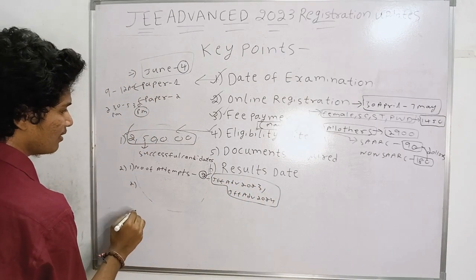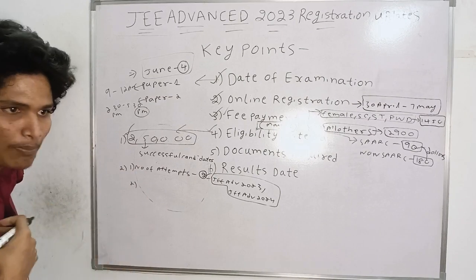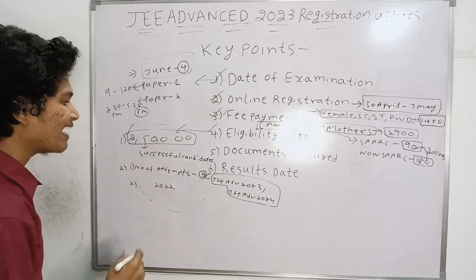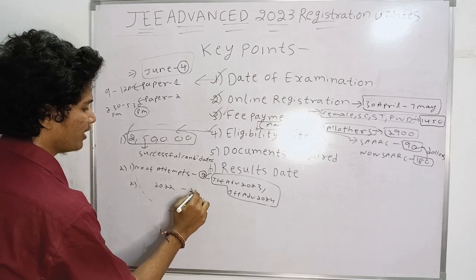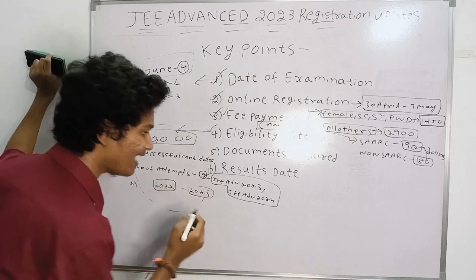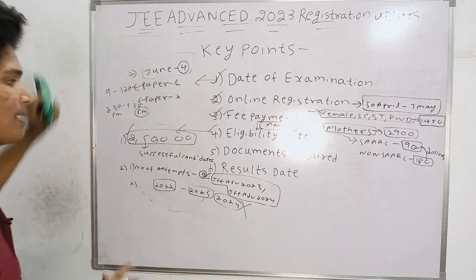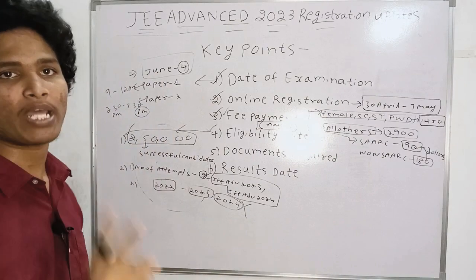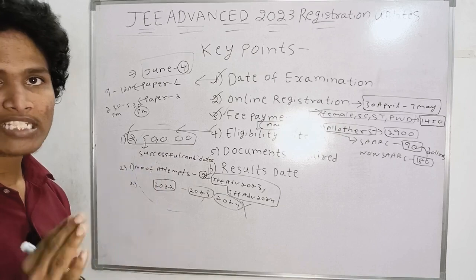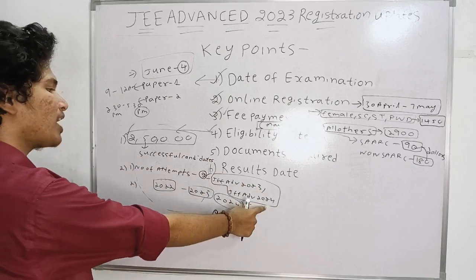And the second one is if a student has already written JEE Advanced 2022. Suppose if we take my example, I wrote JEE Advanced 2022 and I want to write JEE Advanced 2023. I can write. But I cannot write JEE Advanced 2024. So basically you can write JEE Advanced 2 times only. If you are a beginner, that is you are going to pass 12th this year only, you are going to write JEE Advanced 2023 and 2024 also.